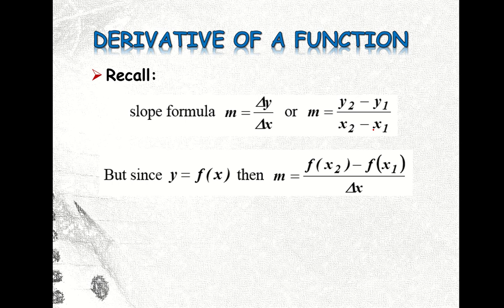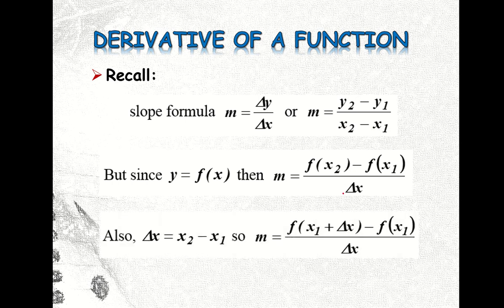x sub 2 minus x sub 1, that is the difference. So the difference is delta x. Also, delta x is equal to x sub 2 minus x sub 1. So m must be something like this: f of (x sub 1 plus delta x) minus f of x sub 1, divided by delta x. So that is now the formula of our slope.